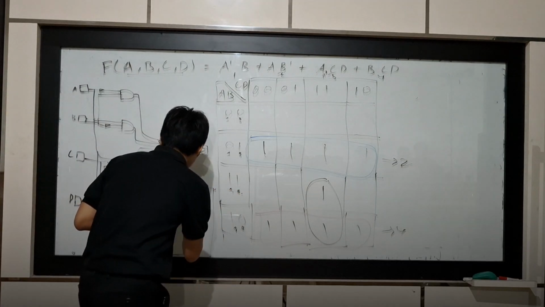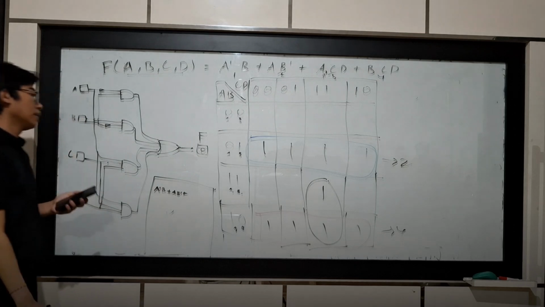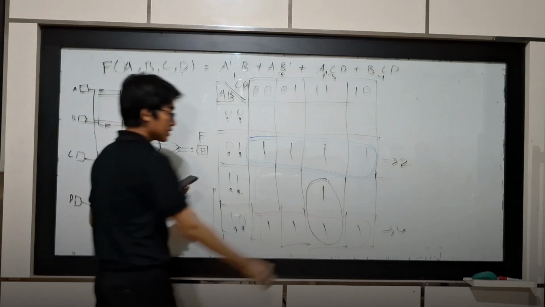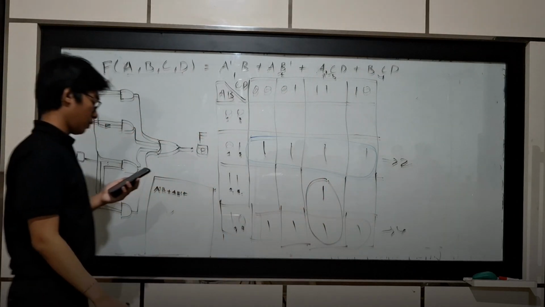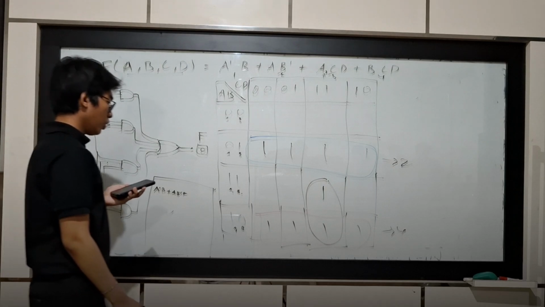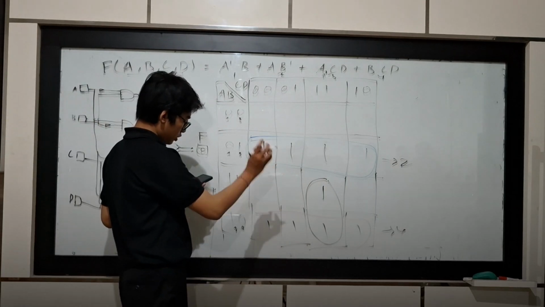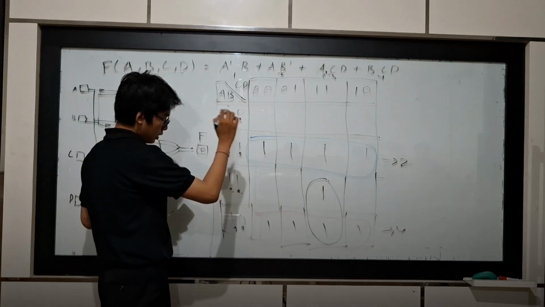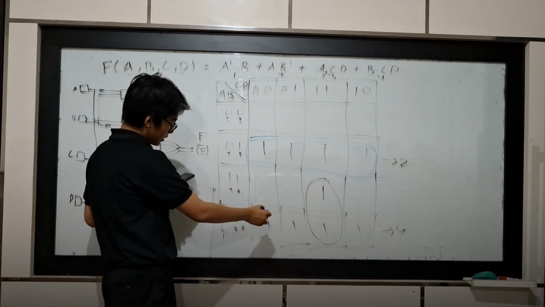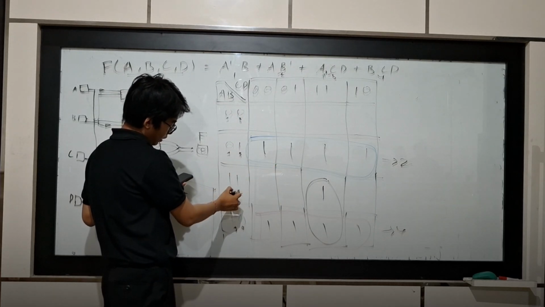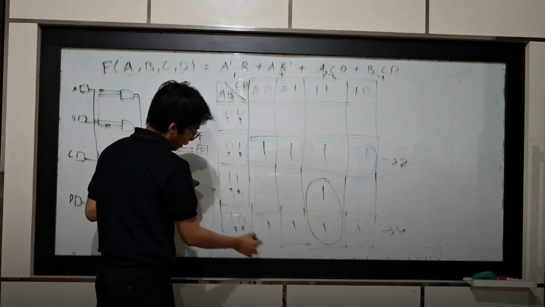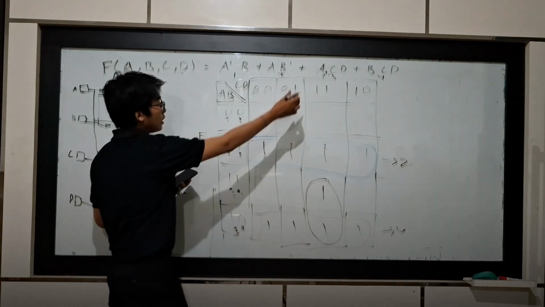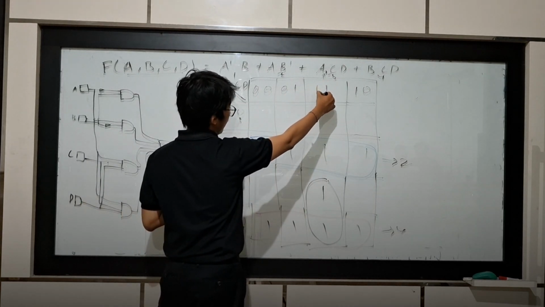And then the last equation is from this block. From this block, we already know that the equation of this block has A1, and then CD1.